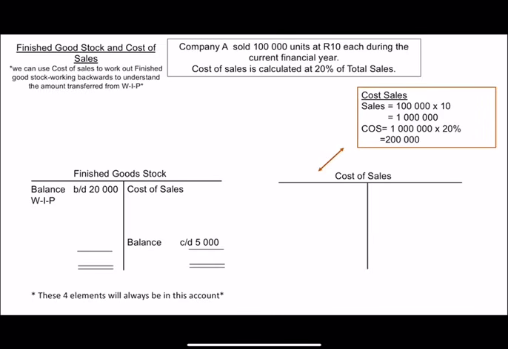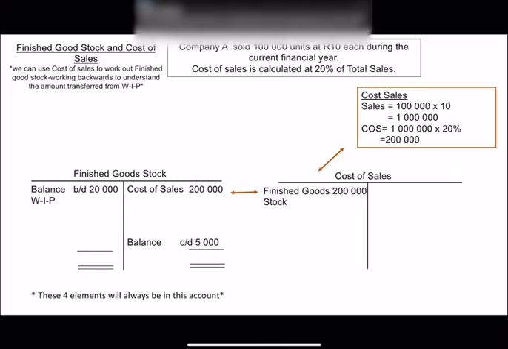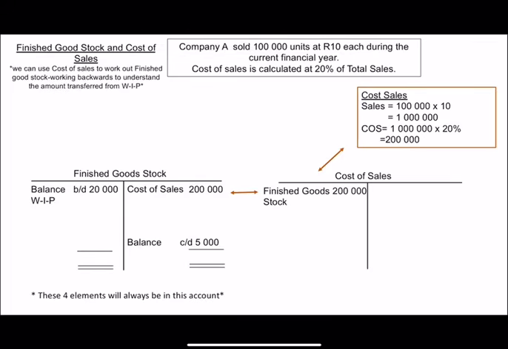So what we go and do is we go and fill that in our cost of sales amount. But we need to understand where that cost of sales came from, and that cost of sales came from our finished goods stock. So we record the cost of sales in the account of 200,000 Rand, and the counter account is finished goods stock because we are removing that 200,000 Rand from finished goods stock. We know, as it's been sold, it's not there anymore for us to sell in the future.